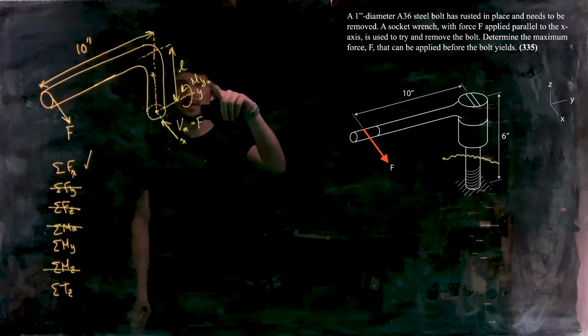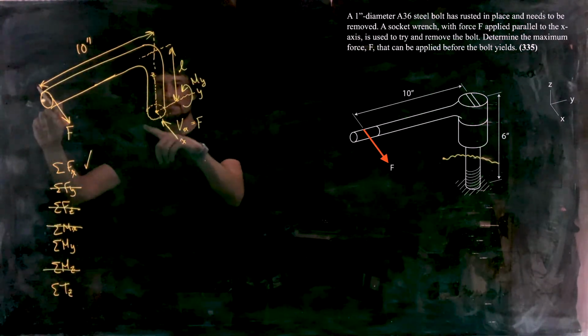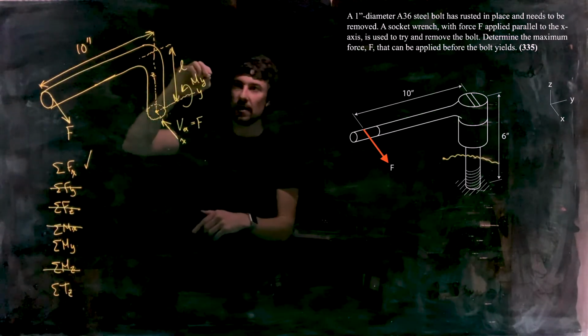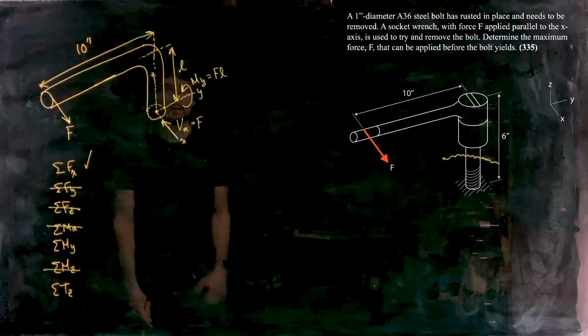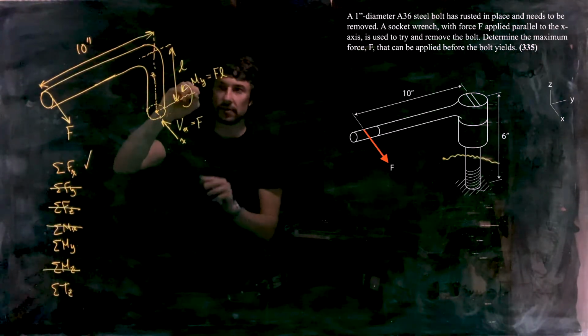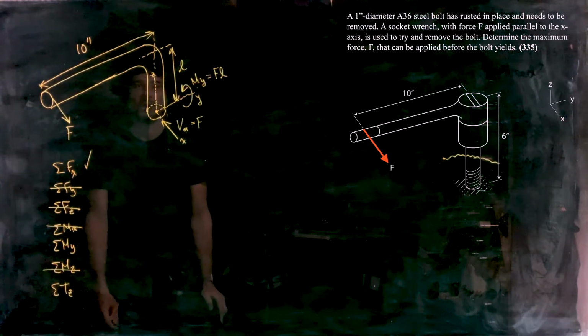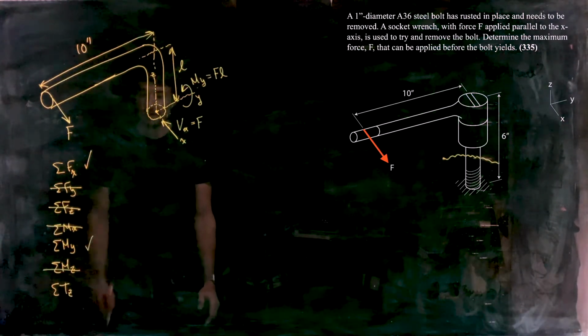The value of My is going to be what? The force multiplied by the moment arm, so that's length L. So we've got My equals F times L there. I'll just move that Y down a little bit lower so it's not jammed up there. Good, we've done that one.